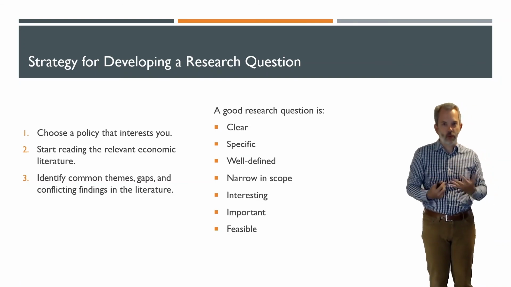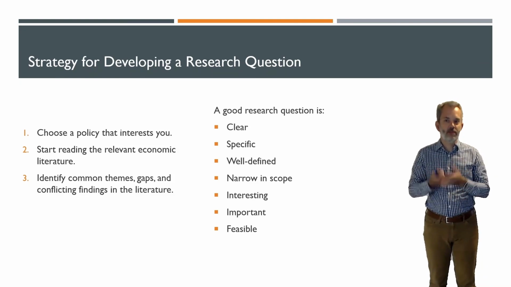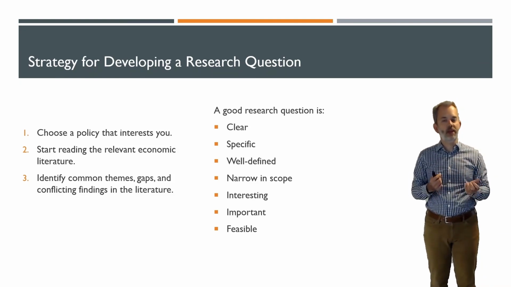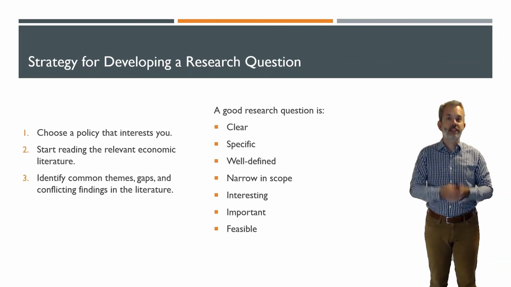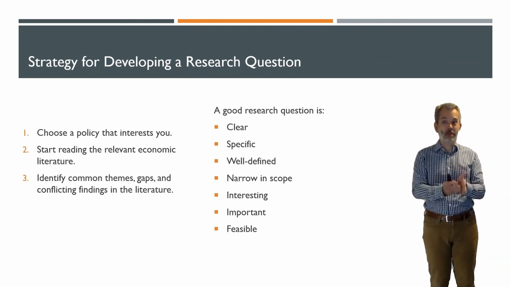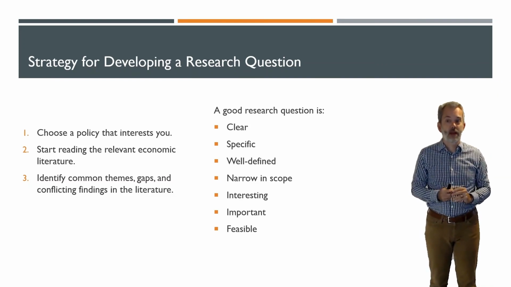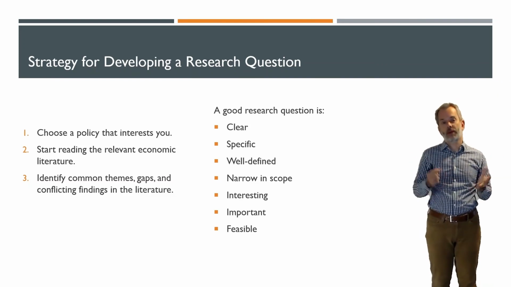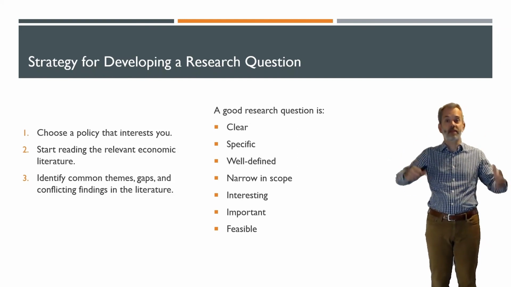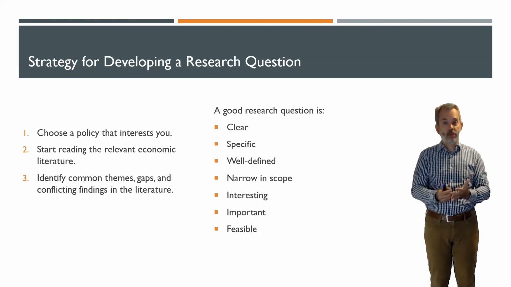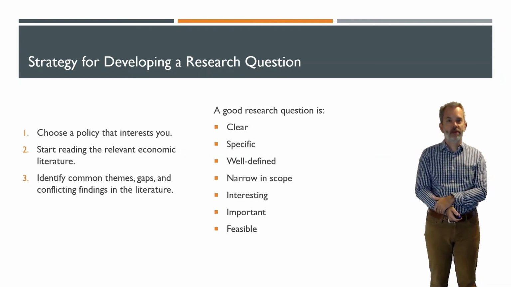So those first four, right? We want a research question that isn't vague. It shouldn't be open to interpretation of what you mean by the various words in your research question. It should be specific. I should know exactly what policy you're studying. I should know what outcomes you're thinking of. It should be narrow in scope. So don't specify a research question that says you're going to model the entire world, because that's a very broad question. Something more narrow is more suitable overall for an economics research paper.